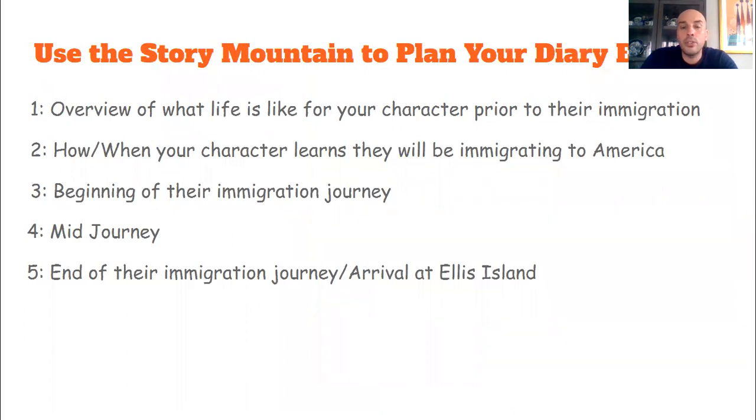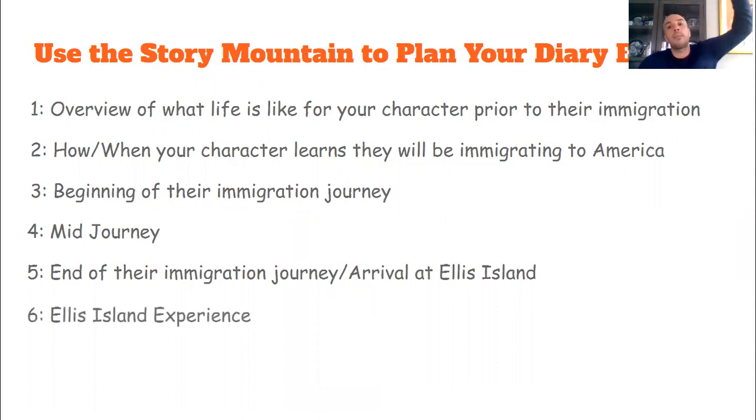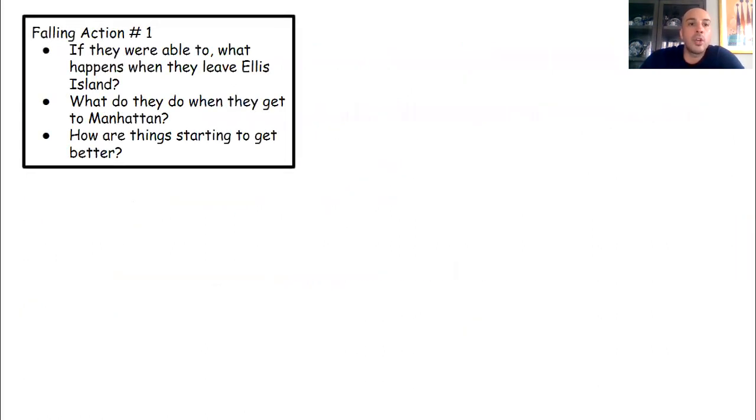So next, I'm starting to write my falling actions. Now that the problem's been solved, things need to start getting better for the character, okay? They need to start coming back down the other side of that mountain where things start getting better and better and better still. So I might talk more about the Ellis Island experience. I can talk about what happens when they leave Ellis Island, okay? And I just revealed in my story that they were actually able to leave Ellis Island. And I'm assuming for the sake of your story, you do want them to most likely leave Ellis Island because there's a lot more story to tell once they get through Ellis Island.